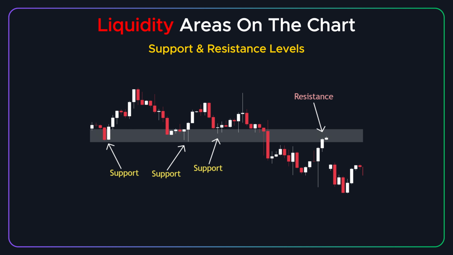Support and resistance levels. These specific price levels on the chart that acted as both support and resistance can also be liquidity zones, because there are many pending orders and stop losses of retail traders resting there, and the market needs to grab them to continue in its direction.